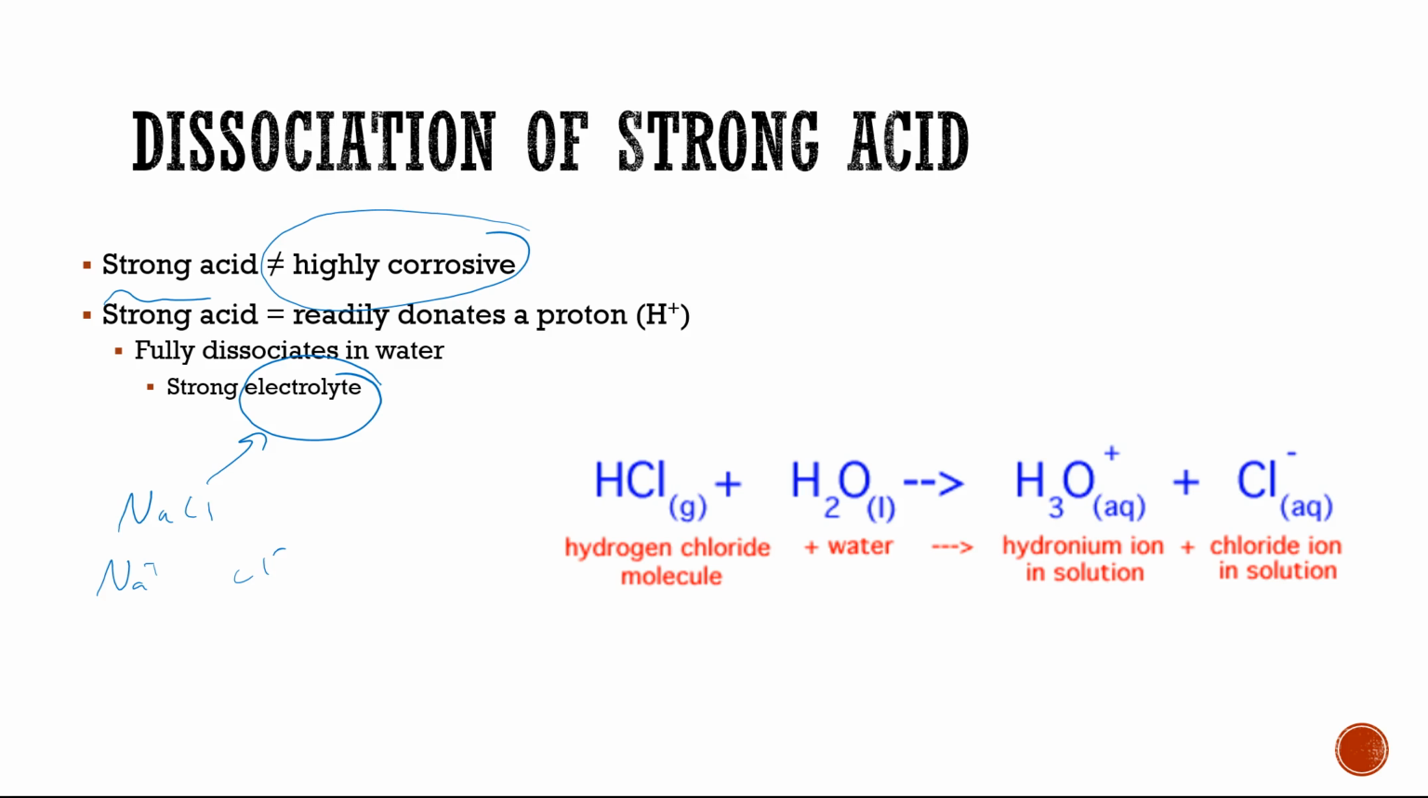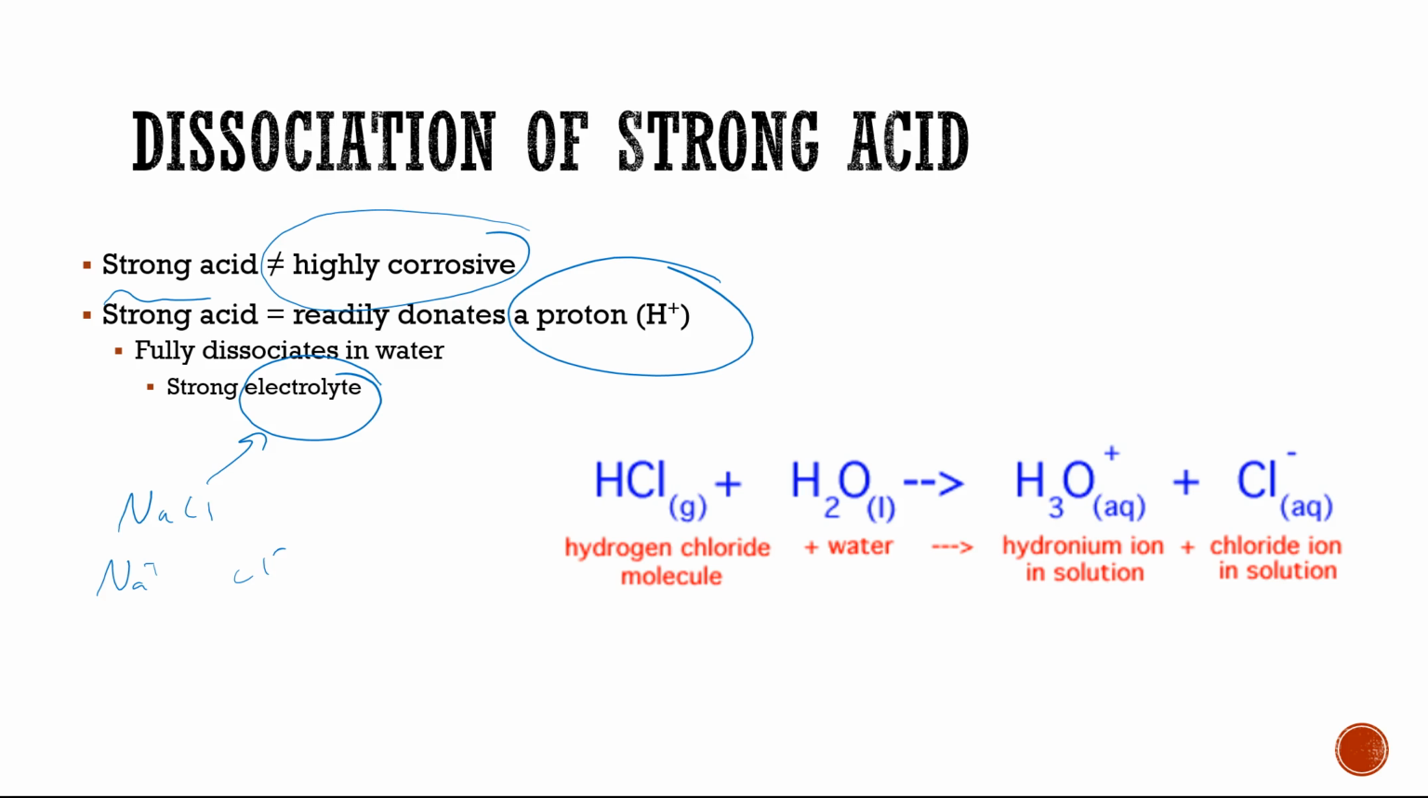Okay? But anyways, strong acids fully dissociate, which means they readily donate that hydrogen proton, right? And therefore create a strong electrolyte. So the example here, hydrochloric acid, HCl. Technically, before we put it into water, we would not call it hydrochloric acid, we would call it hydrogen chloride. Okay? Technically not an acid until after it's been dissociated into water.